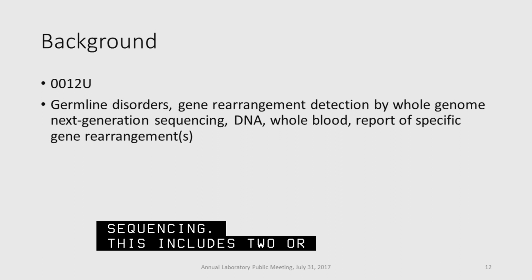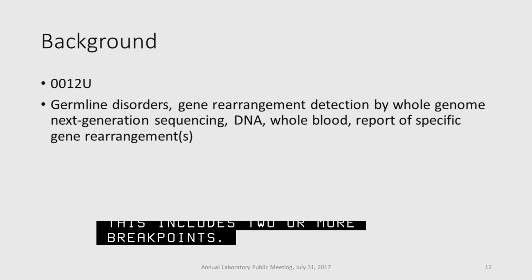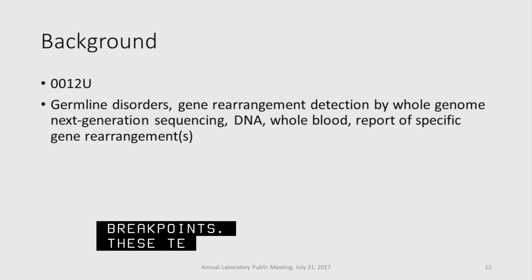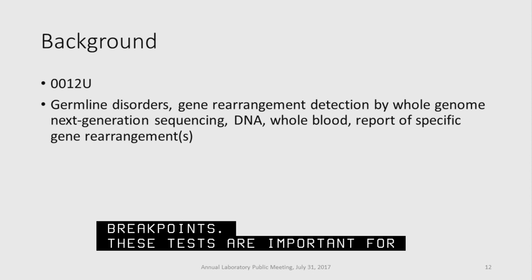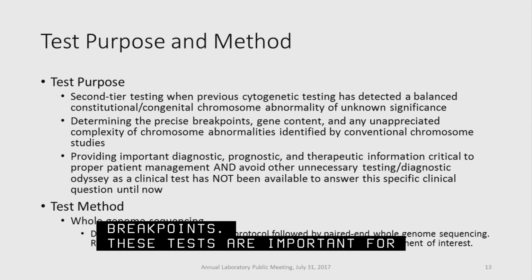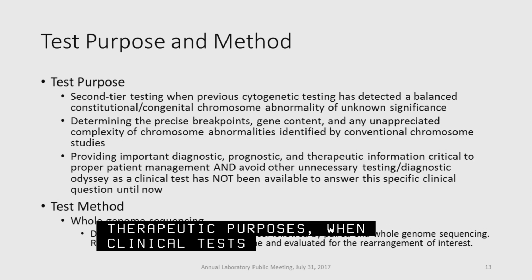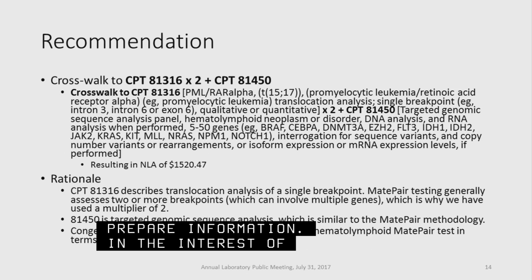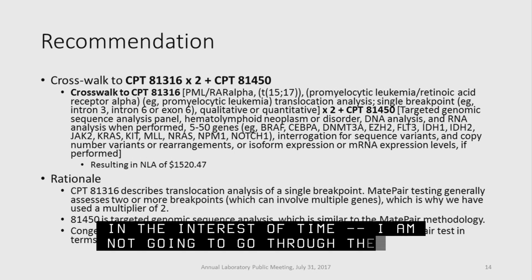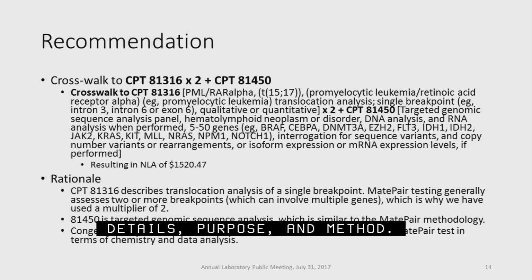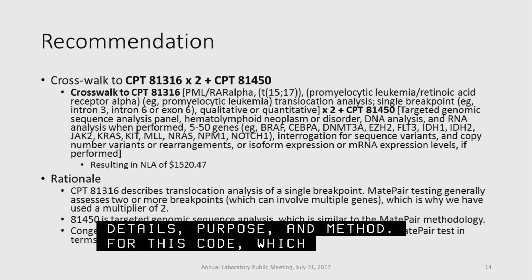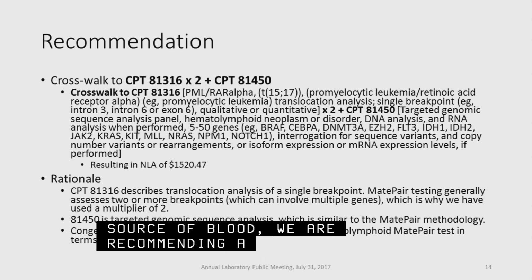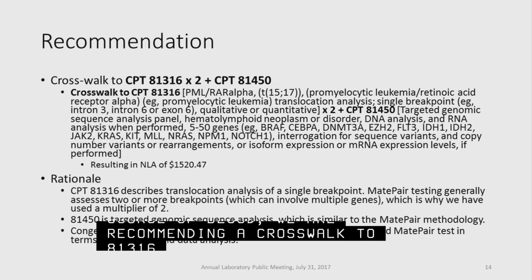These tests are important for diagnostic, prognostic, and therapeutic purposes when the initial clinical test has failed to provide this information. Again, in the interest of time, I'm not going to go through the details of purpose and method. For this PLA code, 0012U, which requires a specimen source of blood, we are recommending a crosswalk to CPT 81316 times 2 plus CPT 81450.